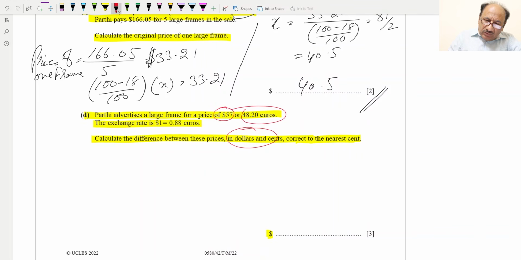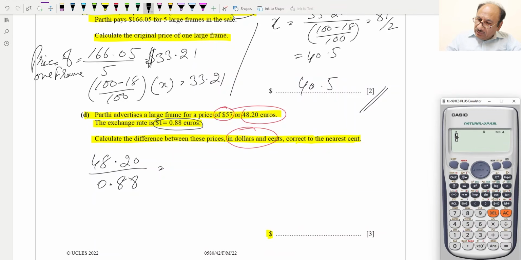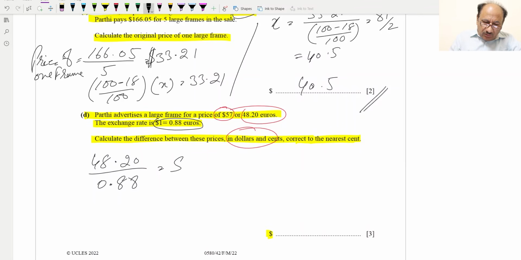So this euro we need to convert into dollars so that we can compare. So 48.20 euros and this is the conversion ratio, and if we check, euro is a heavier currency, so whatever the conversion ratio, we should get more dollars, so this will be divided by 0.88. So 48.20 divided by 0.88 will be equal to $54.77.